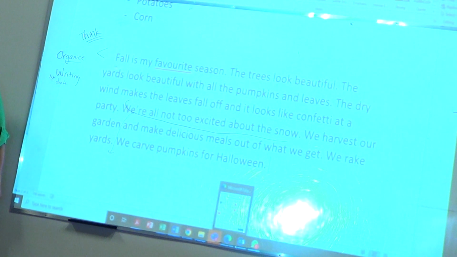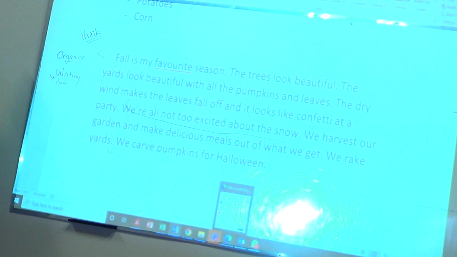What about this? The trees look beautiful, the yards look beautiful with all the pumpkins and leaves. So we're repeating ourselves, right? We're saying look beautiful, look beautiful. How could we make that? So that's two short sentences that are kind of saying the same thing. How could we work with that?